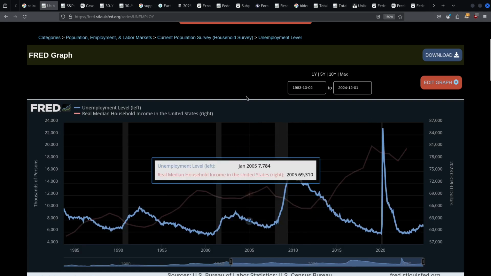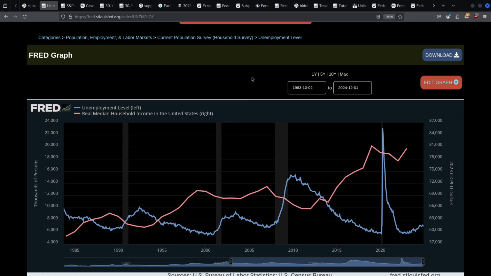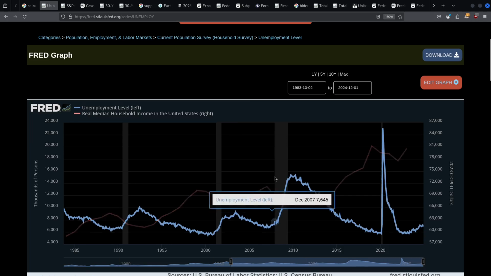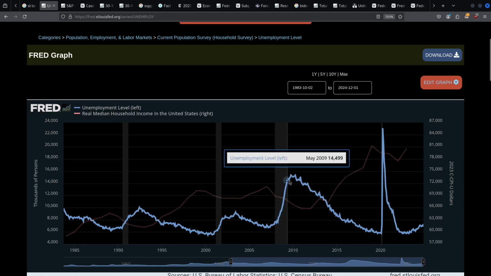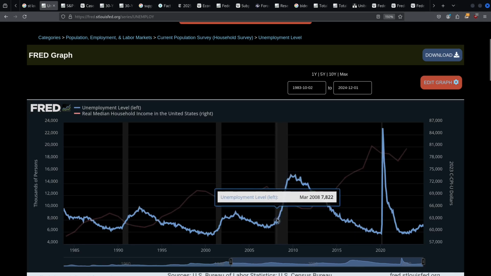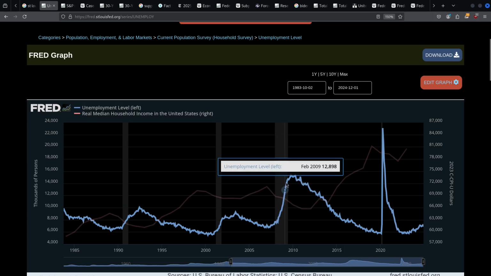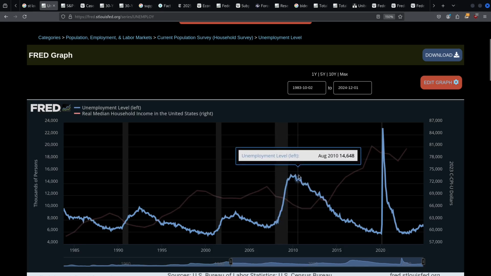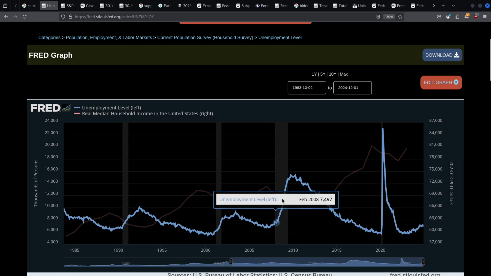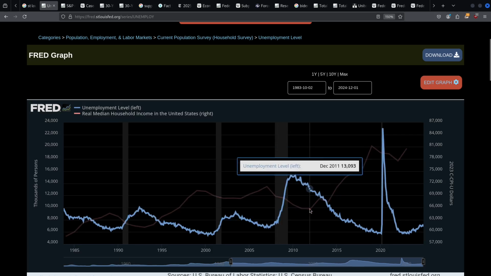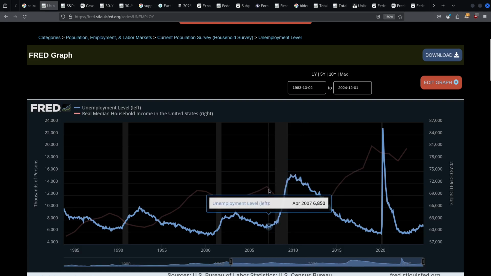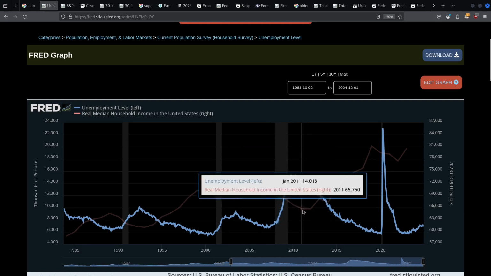So we have wages in the pink that are super high up, and then they start going down, down, down because unemployment goes up. We have an increased supply of people who need jobs. And because more people need jobs, they're willing to work for less. So we watch the actual amount people are making go down.